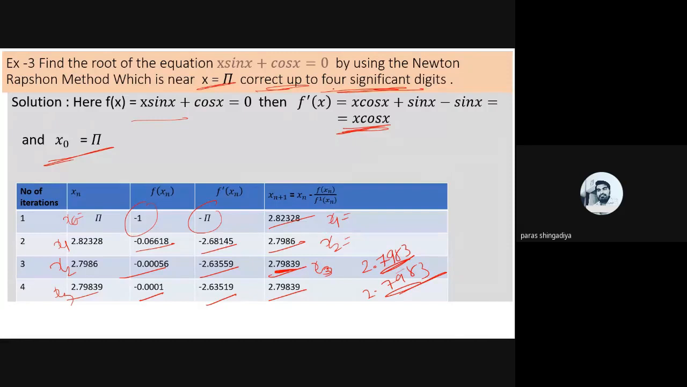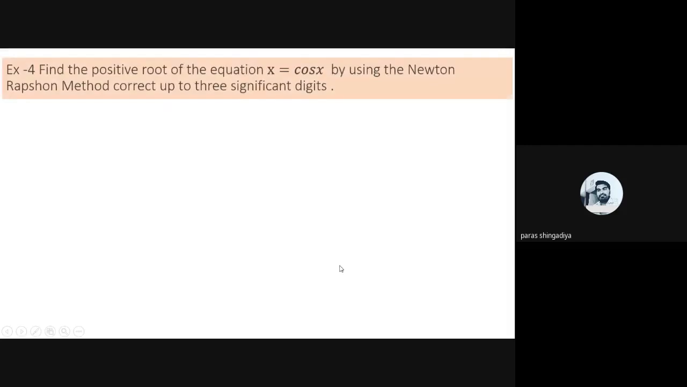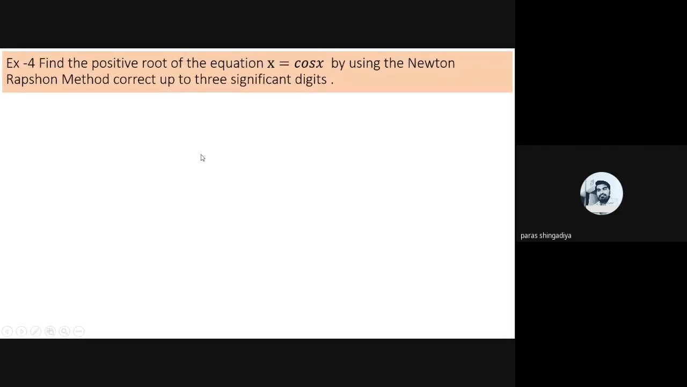So if it is mentioned here 5 significant digits, we'll consider 5 numbers in the answer after the decimal, because only then can we match it. Clear? If we consider only 2.79 here, we cannot match that it is correct up to 5 decimals, 6 decimals, and so on. So however many decimals are required in the question, that value should be mentioned in the number of iterations. Clear? So this third example we completed in the last lecture, and now this is the fourth one.